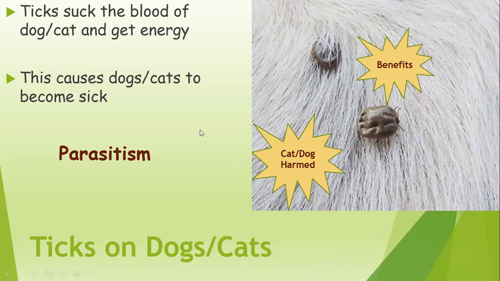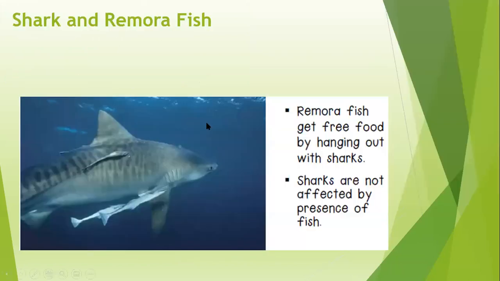Okay. Now let's go to another type of relationship. Now we have a shark here, and we have these small remora fishes here. What happens is that this remora fish keeps itself close to the shark, attached to the shark all the time. The reason for that is it gets free food from the shark. Because it is getting free food, it is here.